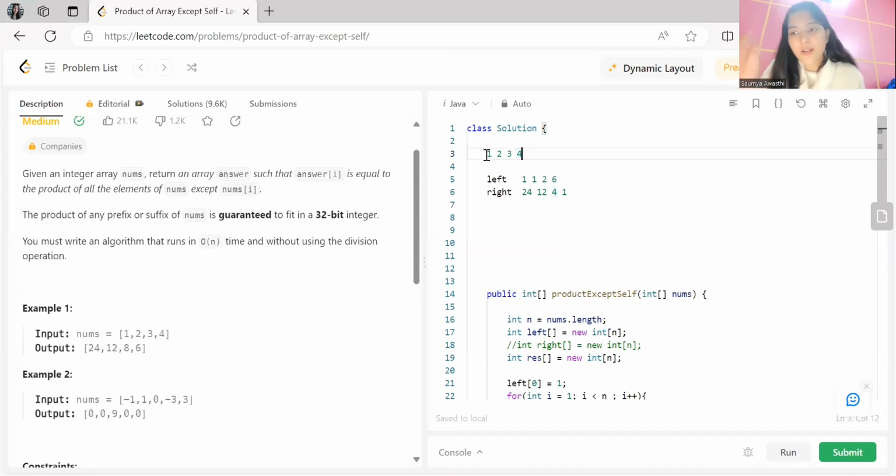Similarly, if we talk about the right array, what is the product of the elements from the right hand side, given that the product of that particular element is not included, right? So that's what we need. From both the left and right sides we have the product.